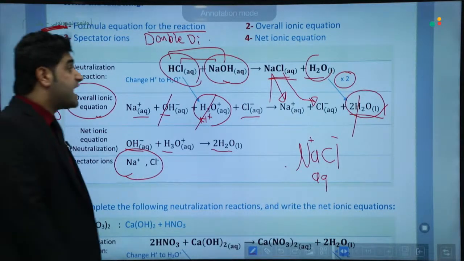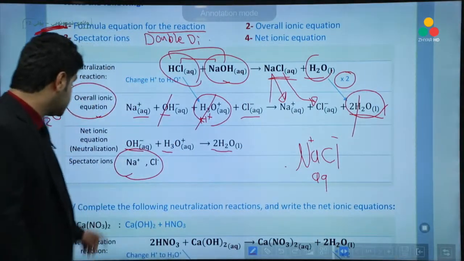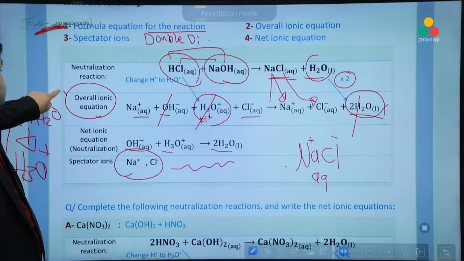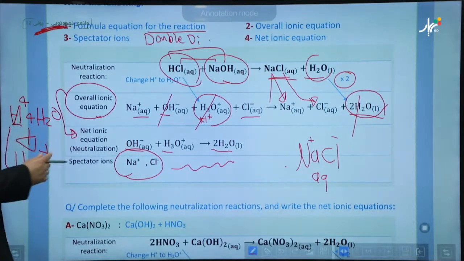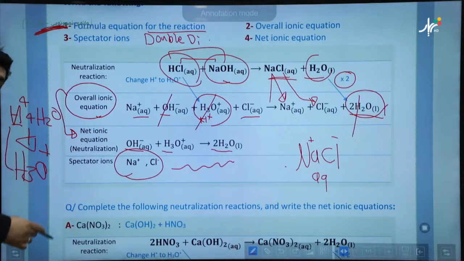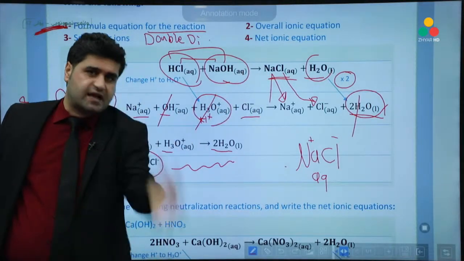What will happen if that salt is water insoluble? Oh, we should write that there are no spectator ions. So this reaction is equal to the net ionic equation. It means the overall ionic equation will be equal to the net ionic equation where we get a water insoluble salt.